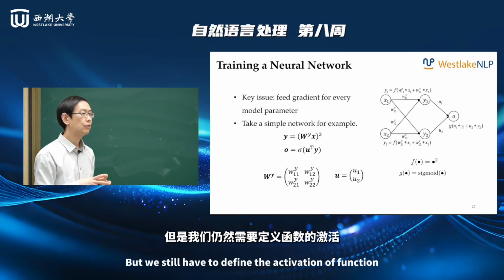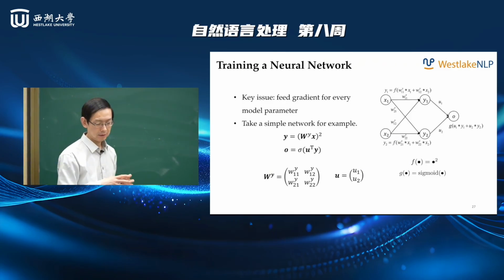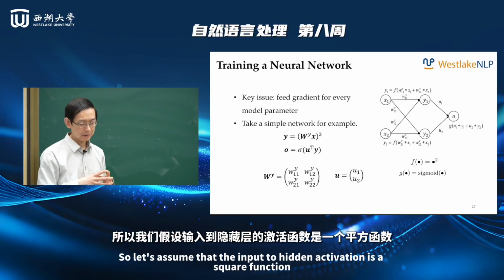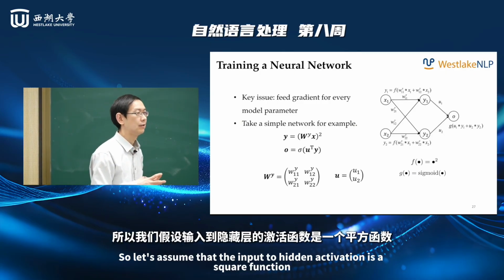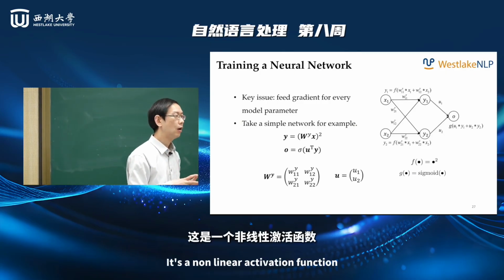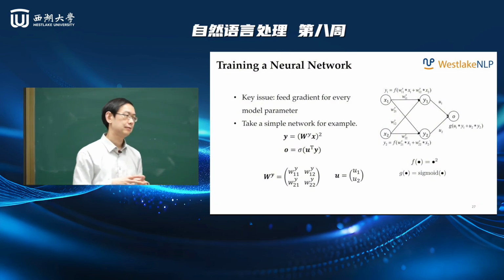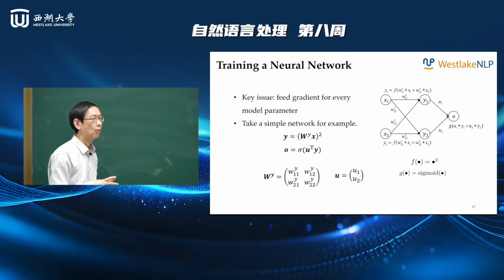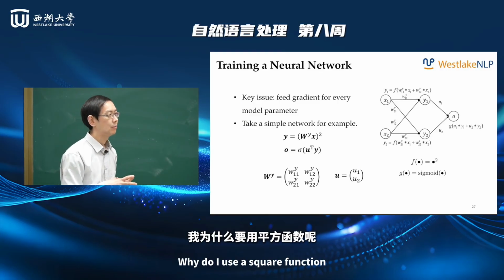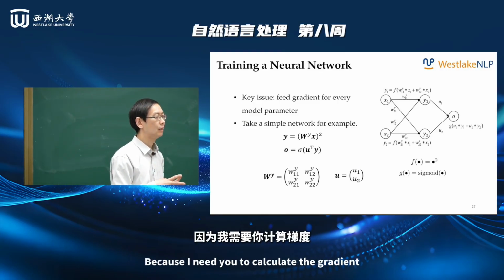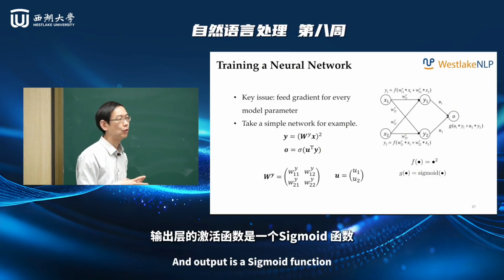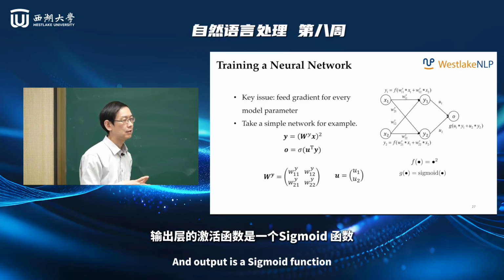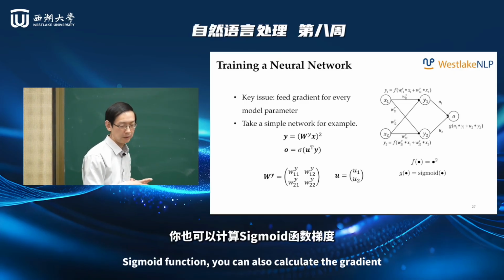But we still have to define the activation function. So let's assume that the input to hidden activation is a square function. It's a nonlinear activation function. Why do I use a square function? Because I need you to calculate the gradient. And the output is a sigmoid function. Sigmoid function, you can also calculate the gradient.